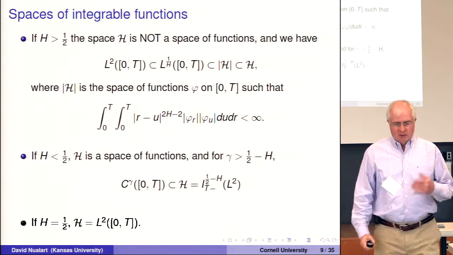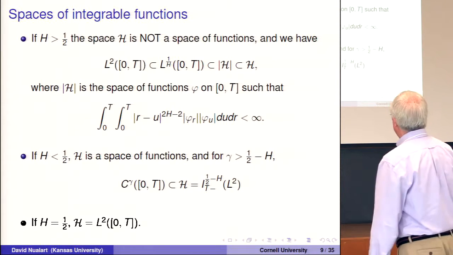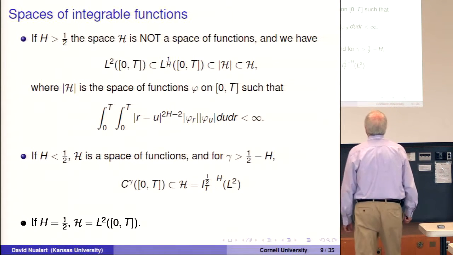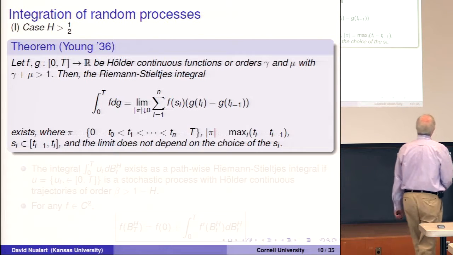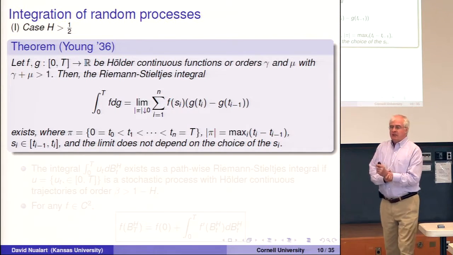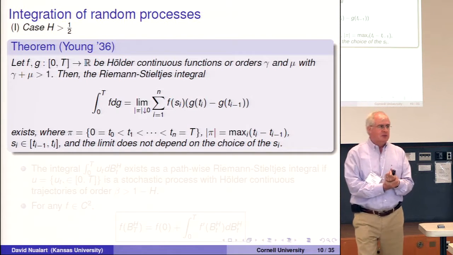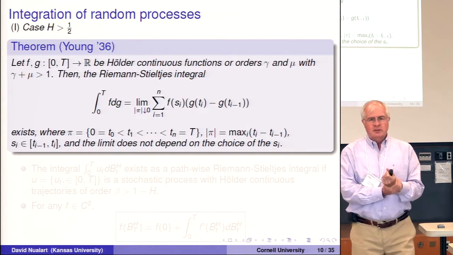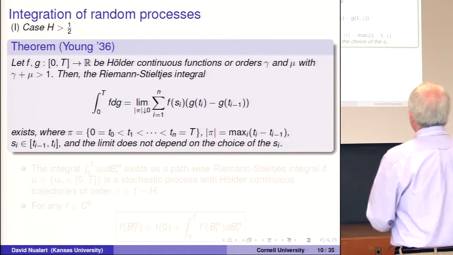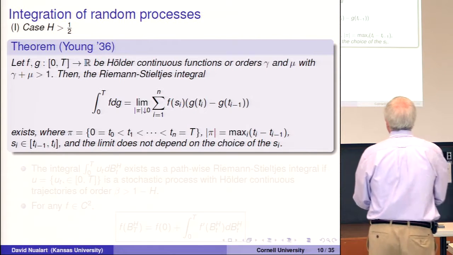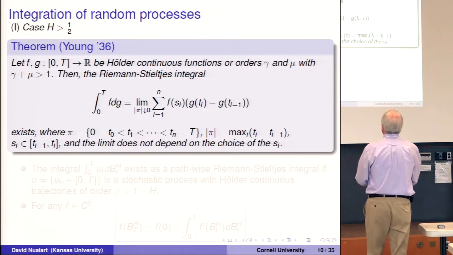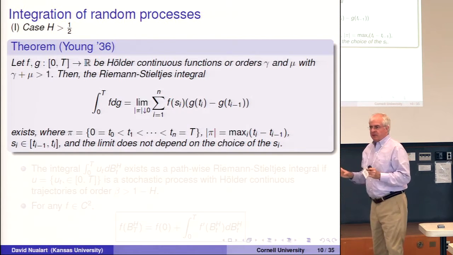Okay. So now I'm going to move to the definition of integrals of stochastic processes. I will start with the case H bigger than 1/2. If you want to define a pathwise integral, then what you have to do is to go back to the integral introduced by Young in the 30s, and there is a theorem that was proved by Young in '36, and it tells you the following: suppose that you have two functions. This is a deterministic result. There is no probability here.